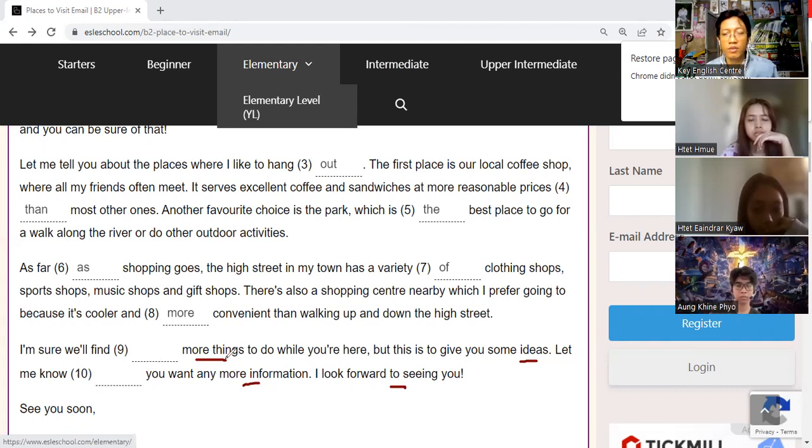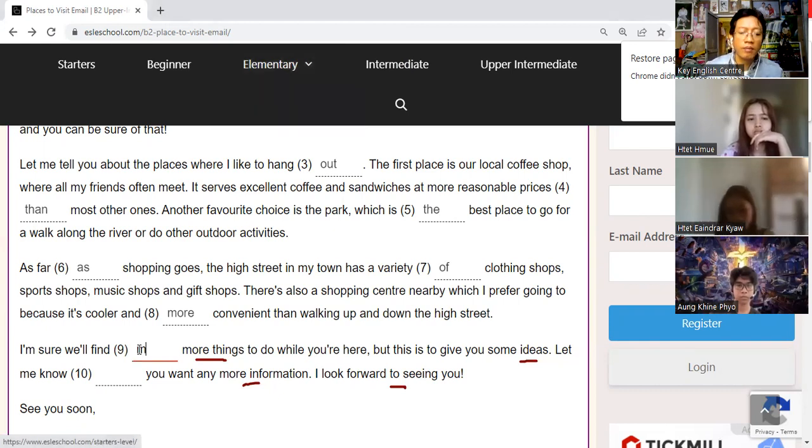Which one do you prefer? Many or some? Many. All right, so let's write it down. M-A-N-Y, many. So this gives you some idea whether you like coming or not. Now, let me know if you want any more information. If you want more information, let me know.